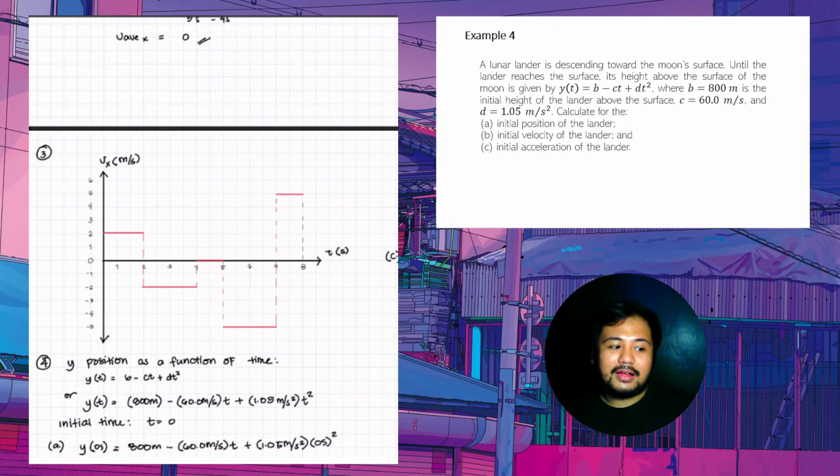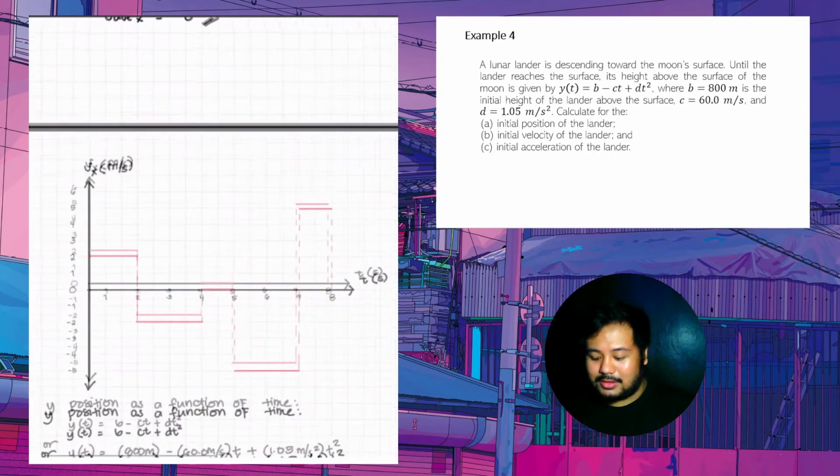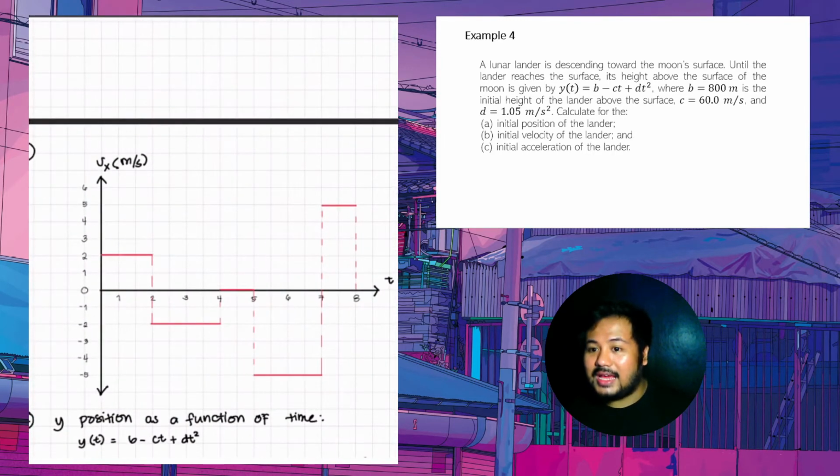Calculate for a, the initial position of the lander, the initial velocity of the lander, and the initial acceleration of the lander. Okay, now take note, we are just after the initial value. So at t equal to 0. So just remember, if you are after initial values, it's always calculated at 0 seconds.